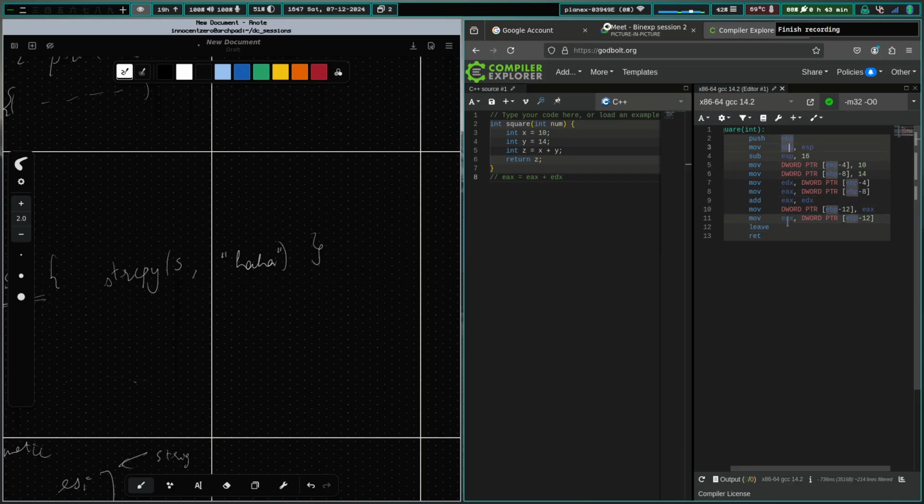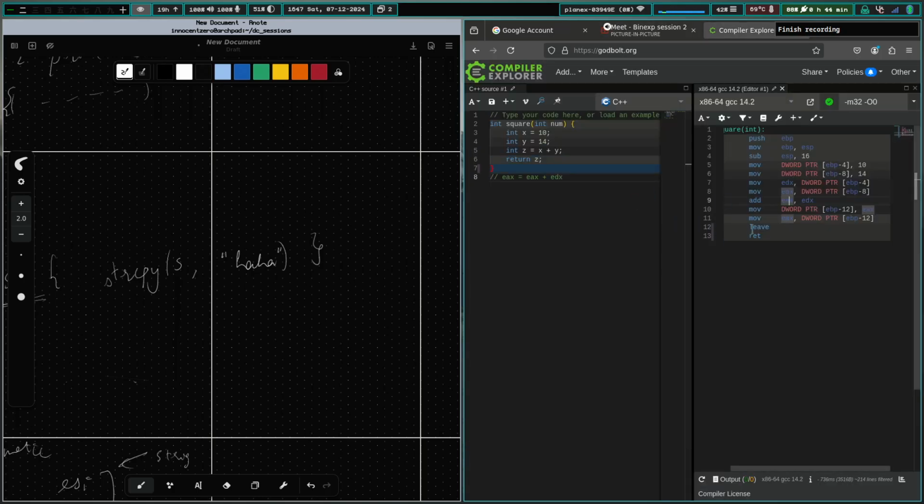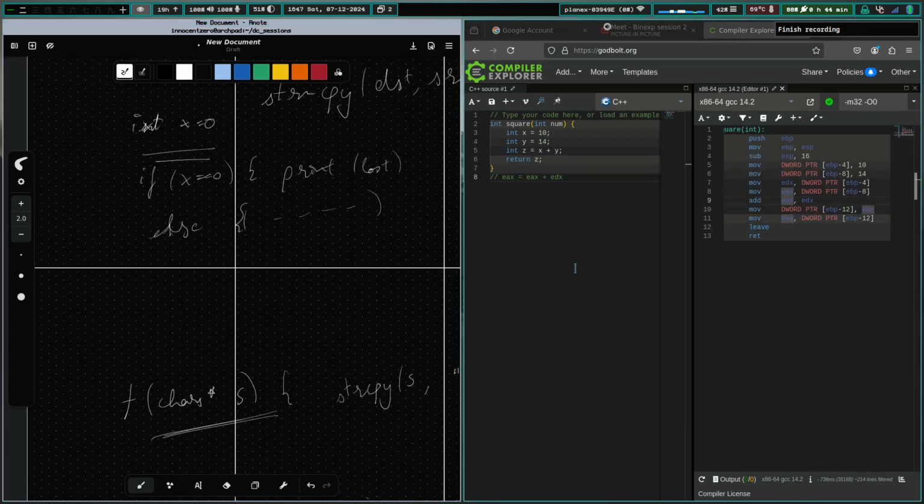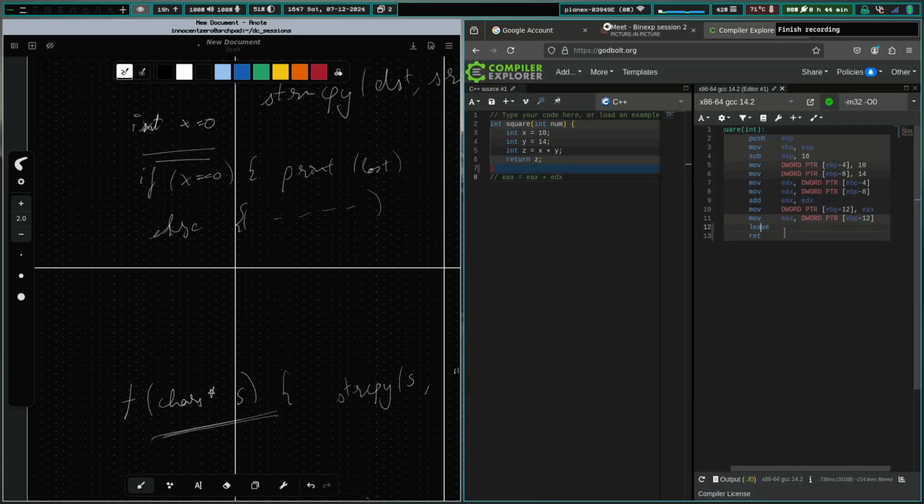Wait, what is leave? Leave is what I told you, right? The last two instructions in the stack frame destruction, before ret, can be abbreviated to leave. Could you tell the 11th line one? Where is 11? So EAX is how you return.